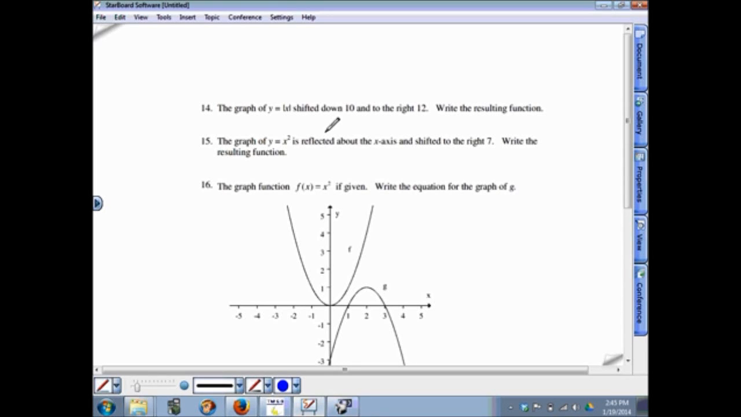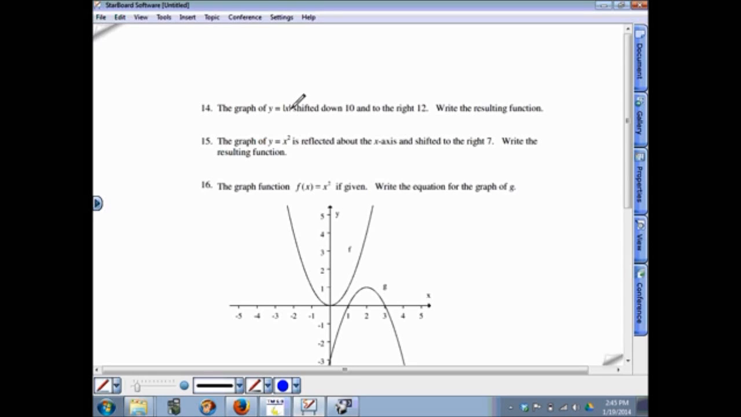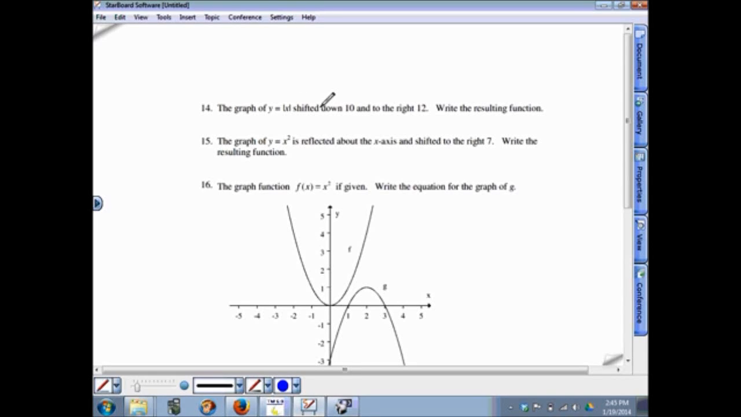Okay, we need to write the equation. The parent function is absolute value of x. It needs to be shifted down 10 units and to the right 12. We'll start with the one that's to the right 12.